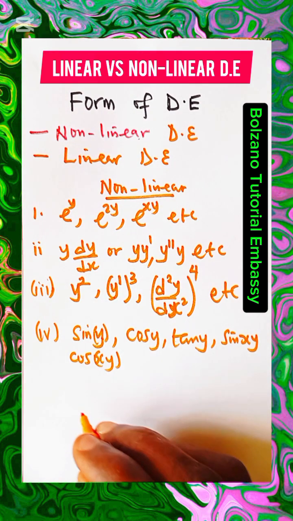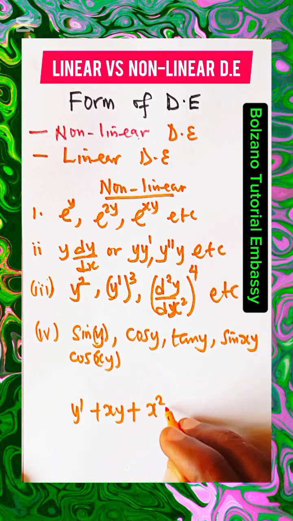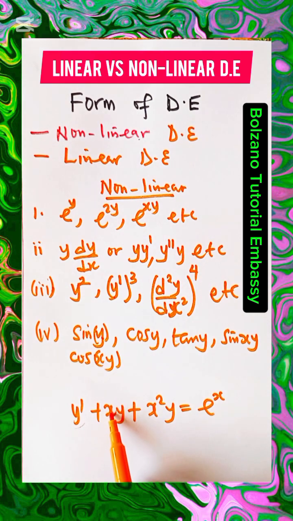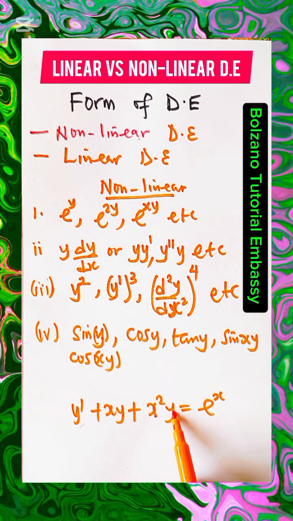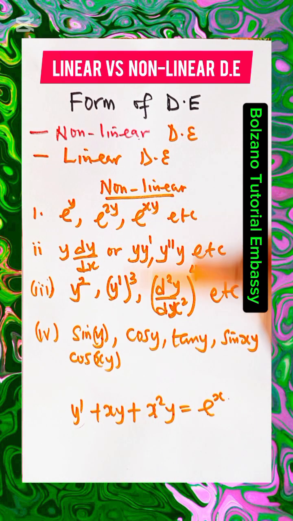For example, if I have y prime plus xy plus x squared y equal to e to the power x. Notice here that this is y prime and the power is 1. This is xy, an independent variable multiplying a dependent variable. This is independent, dependent, exponential. This is carrying the independent variable. So you see that none of these properties are found here. Therefore, this is a linear differential equation. Okay? All right, so that's how we tell.